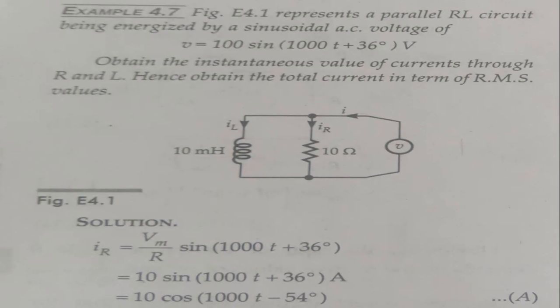Obtain the instantaneous value of currents through the R and L. Hence, obtain the total current in terms of the RMS value.